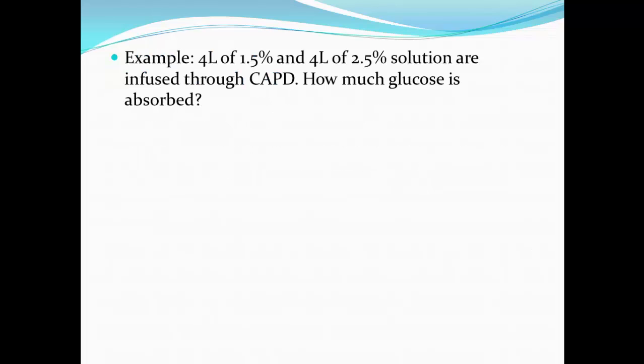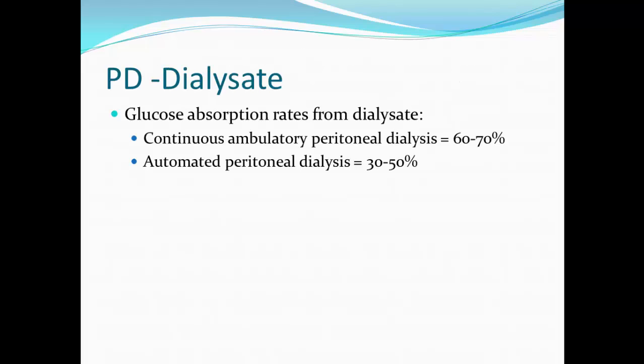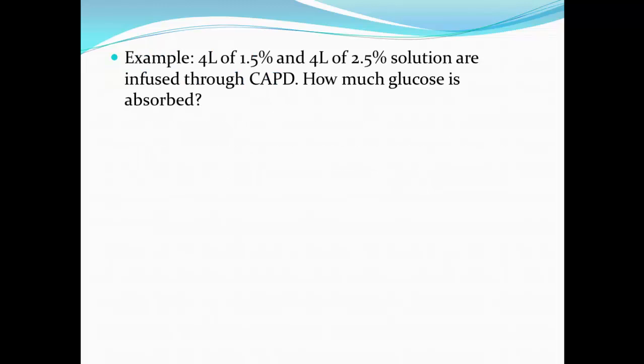So let's work on this problem together from start to finish. If your patient has 4 liters of a 1.5% dialysate solution and 4 liters of a 2.5% dialysate solution that are infused through continuous ambulatory peritoneal dialysis, so remember 60 to 70% absorption, then how much glucose is absorbed?